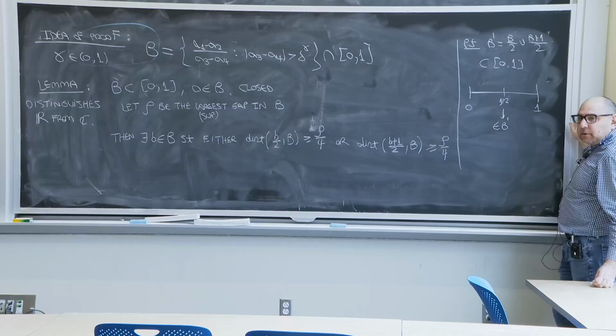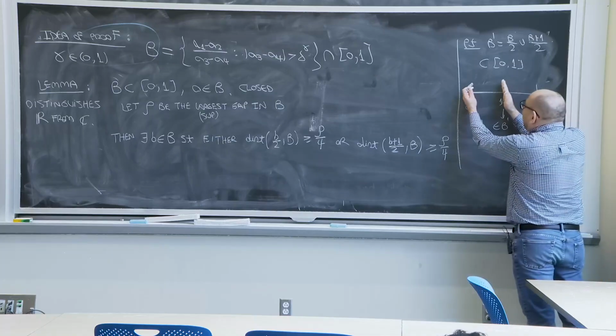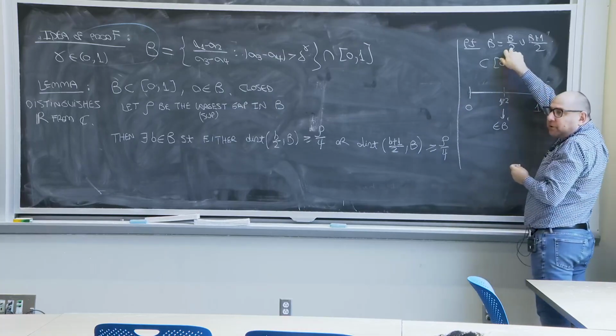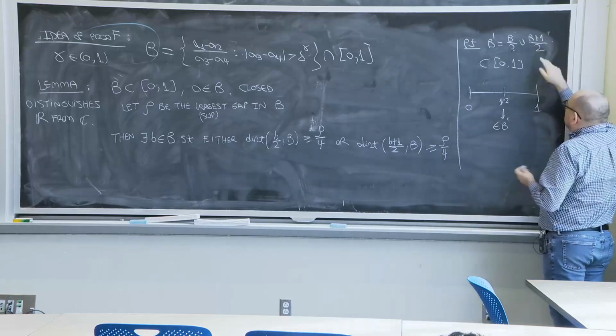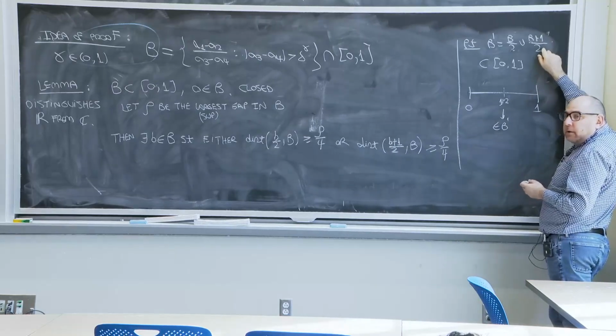Rho over 2. Here, the largest gap is rho over 2 because I'm scaling down by a factor of 2. And here, the largest gap is rho over 2 because I'm translating and scaling down by, yes?